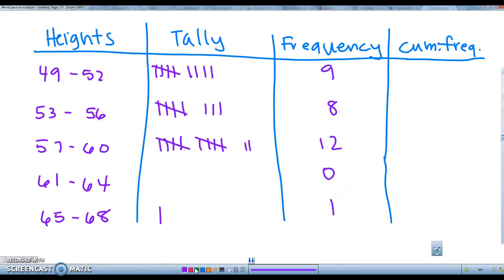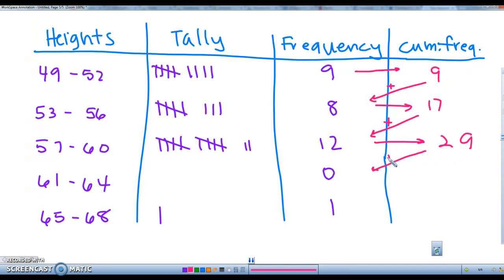The cumulative frequency, the way that works, well, this one starts at 9, okay? That's how many people I have so far. Then, after this, I add these 8. So 9 plus 8 will now give me 17. So I'm going to add these together and bring it over. So 17 plus 12 will give me 29. Plus 0, I'm still at 29. And then plus 1 will give me 30 in my cumulative frequency.